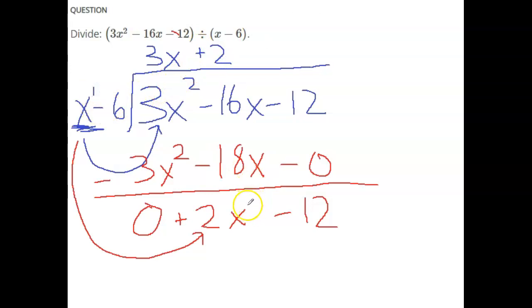How many would I have to add on to that to get to 1? Well, I'm already where I want to be. I don't need to include any more x's. So it would just be a 2 up here. This is my final answer. 2 times x gives me 2x.